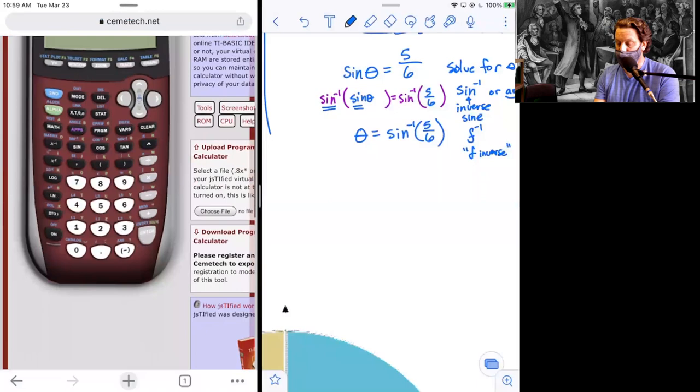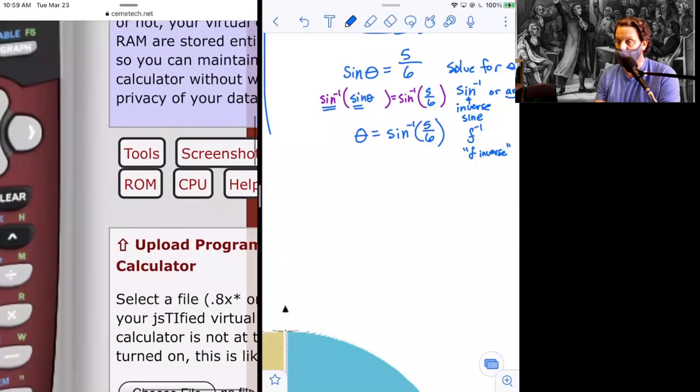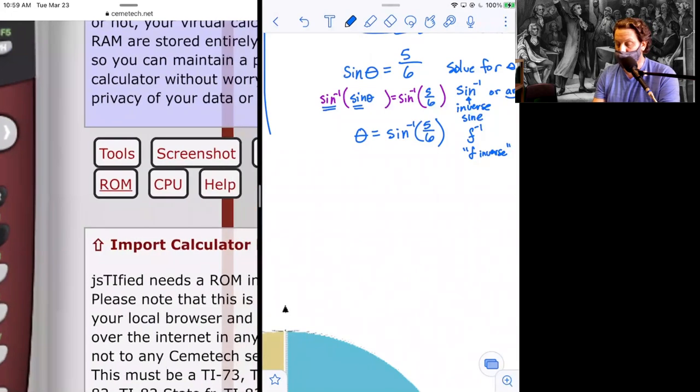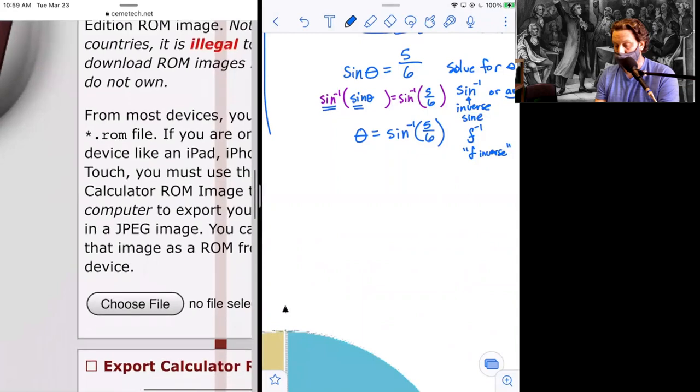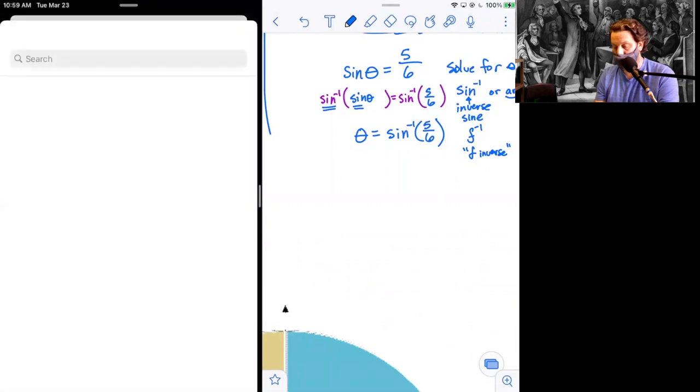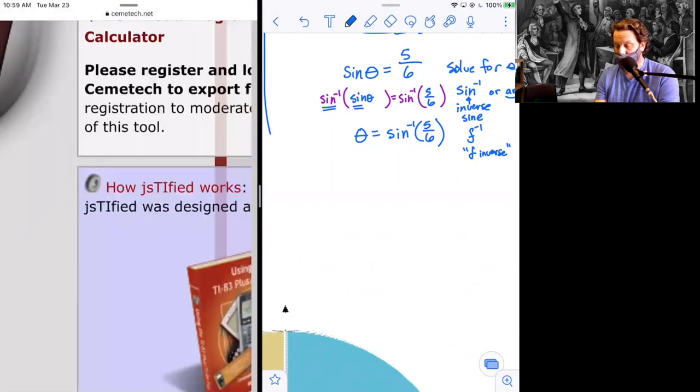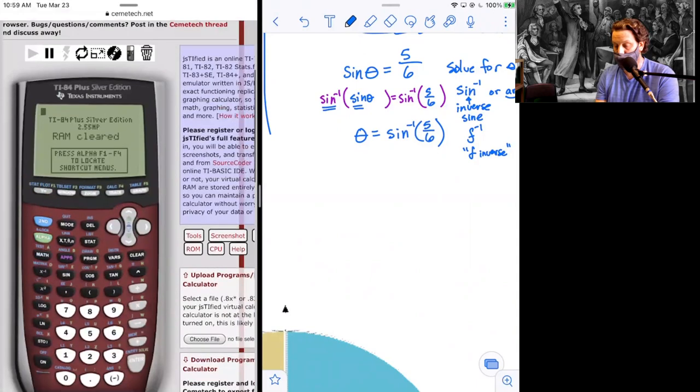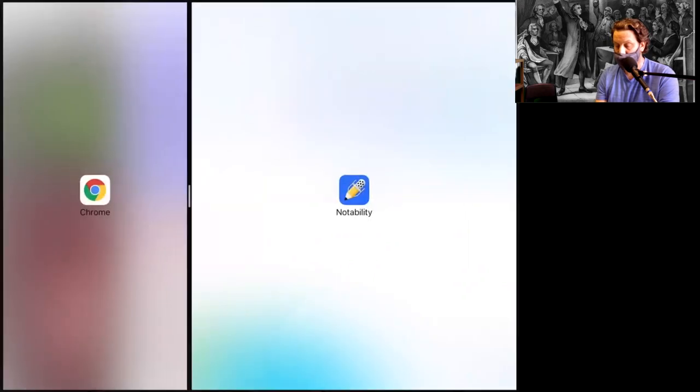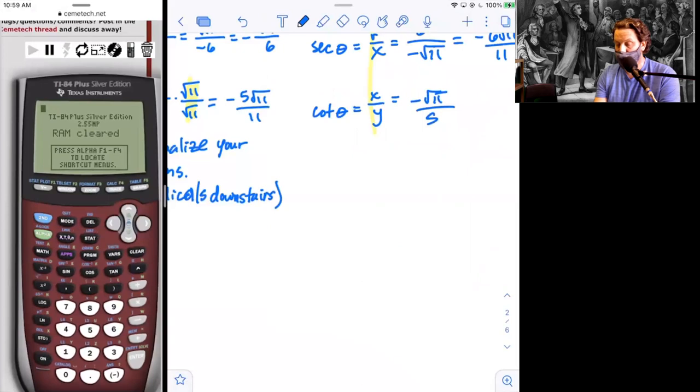Grab it. Remember, if you're using the emulator, you can find it under Corpy's World under other maths. It's the hidden link. You've got to reload your ROM file, unfortunately, every time. So hopefully you have downloaded it to your iPad. And let's see if that worked. Yeah, it worked. Okay.